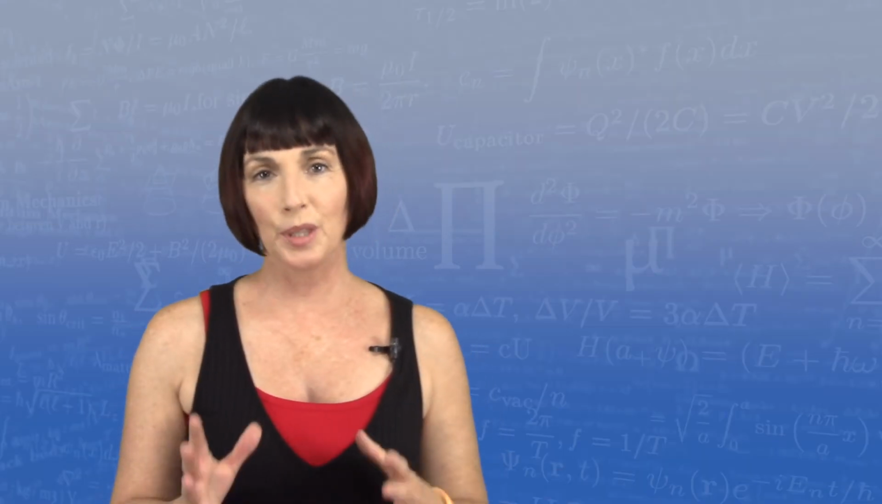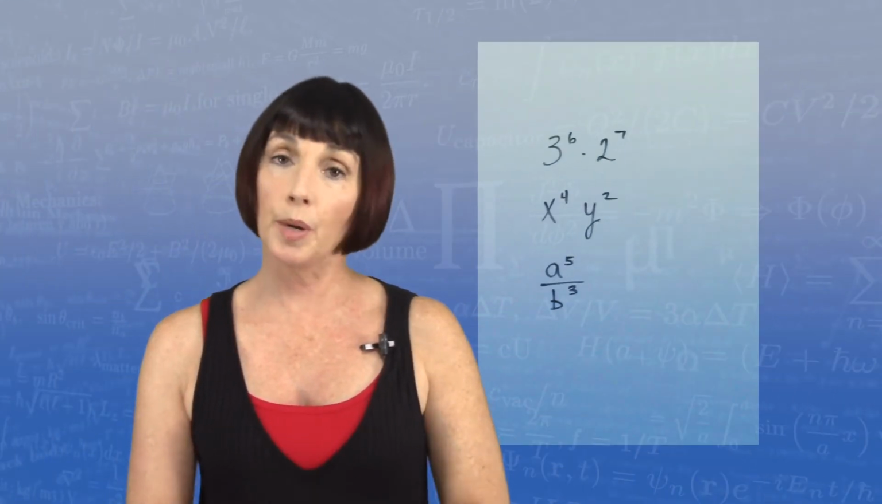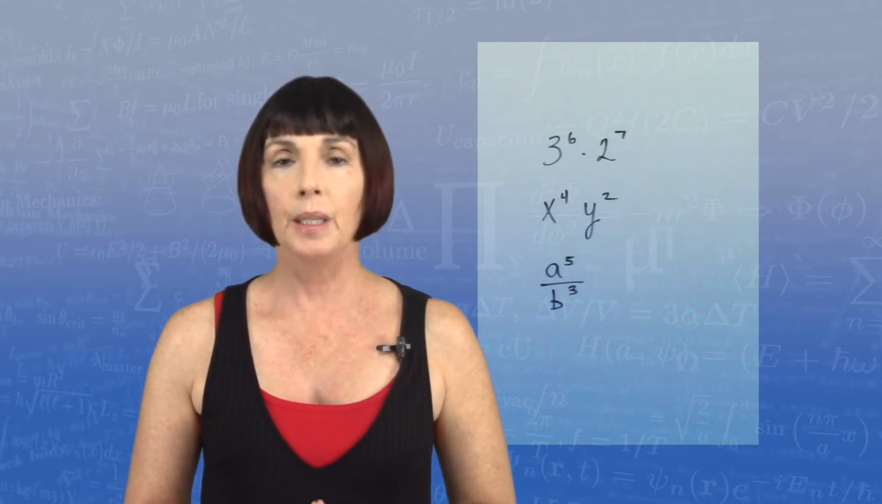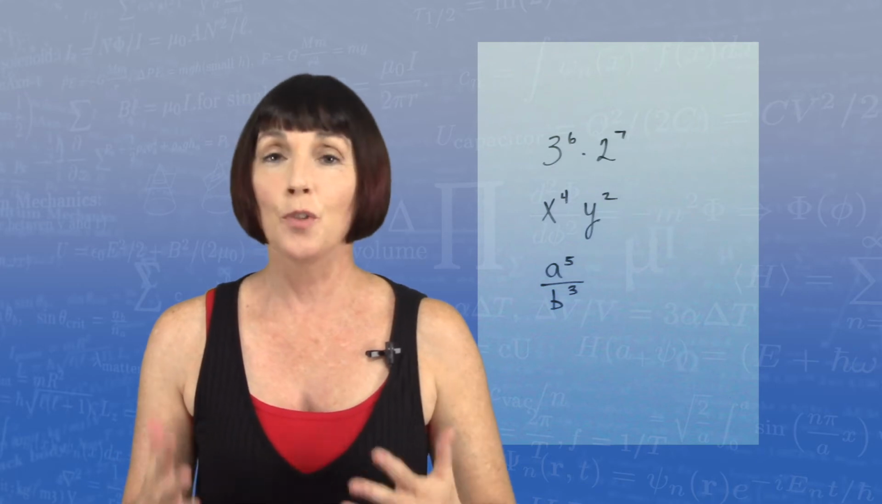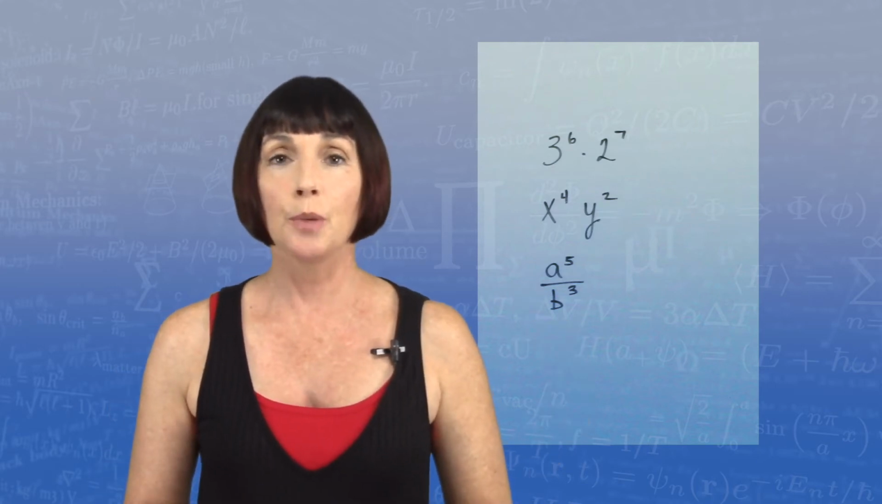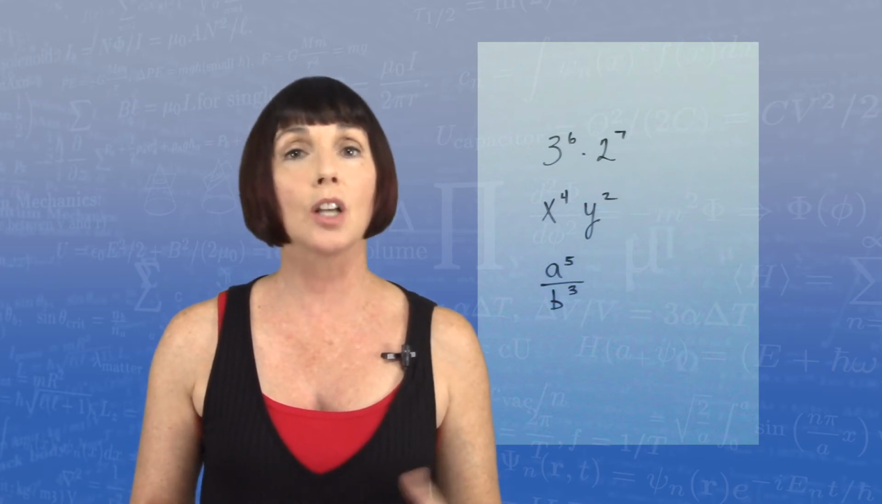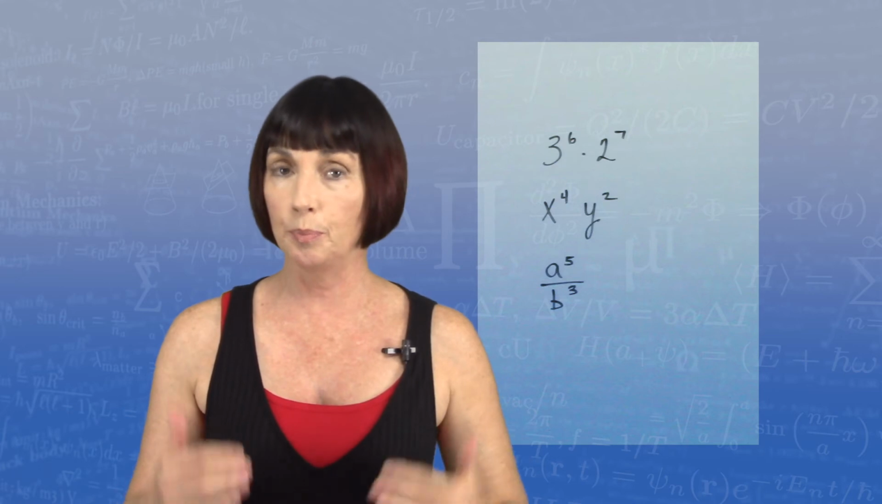Now, when working with these properties of exponents, it's important to note that with expressions like these, there is no simplifying to be done, because in these expressions we have different bases. For example, in our first expression, the bases are 3 and 2. In the next expression, the bases are x and y. In the third expression, the bases are a and b.